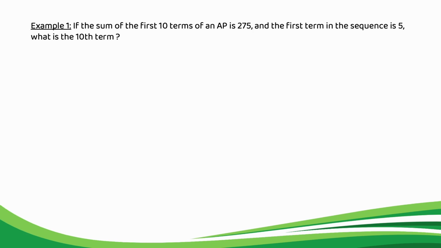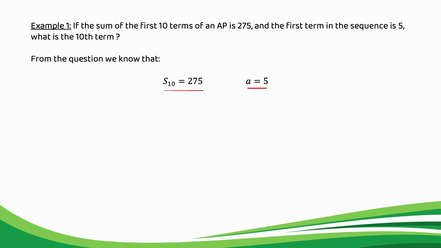Example 1 asks us to find the 10th term of an AP, if the sum of the first 10 terms is 275 and the first term of the sequence is 5. A good first step to take is to write out all known knowledge from the question. Here we can write out the sum of the first 10 terms is equal to 275 and a, which is the first term of the series, is equal to 5.